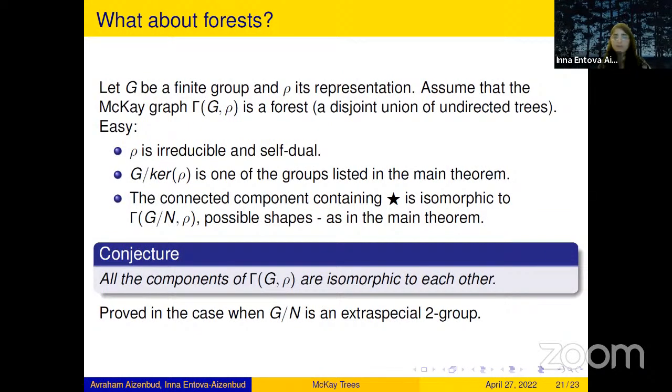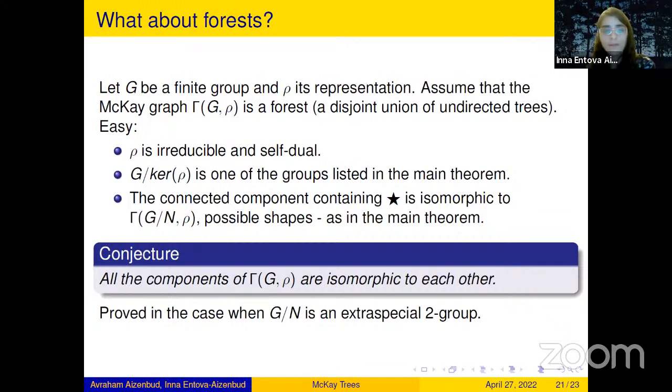But we can say something about G modulo the kernel of this representation. Namely, I apologize, I see here that I wrote N instead of the kernel. So namely, if we consider the connected component which contains the trivial representation, the vertex marked by star, this component must be isomorphic to the McKay graph for G modulo the kernel with the representation rho. Rho, of course, factors through G modulo the kernel. So rho is actually a representation of this quotient.